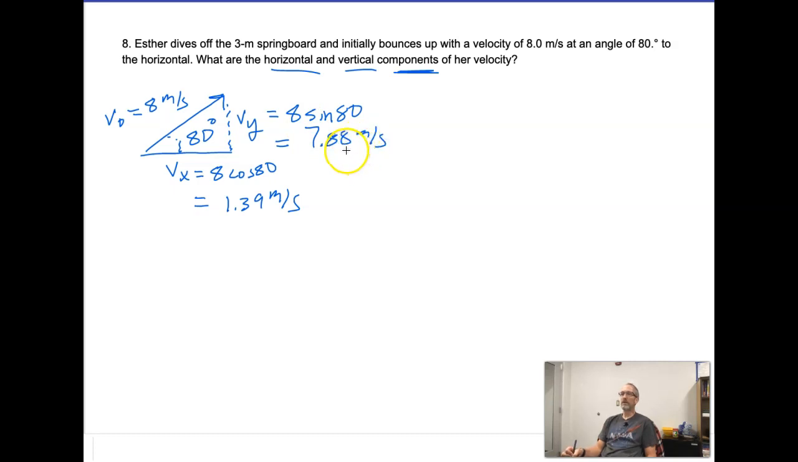And think about it, does it make sense? If she's going up at an angle like this, 80 degrees, she has more velocity in the y than she does in the x. And so that makes a ton more sense. And that is the end of the second video, number 5 through number 8.